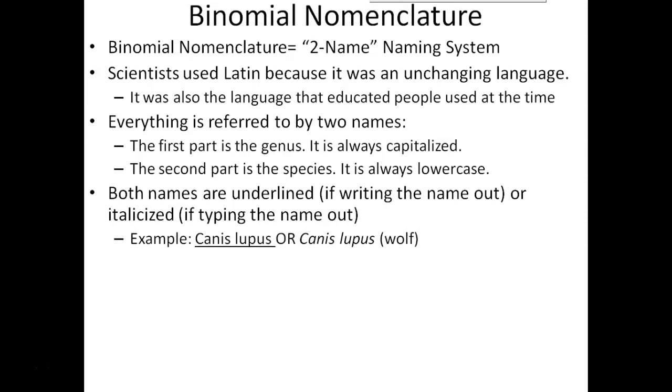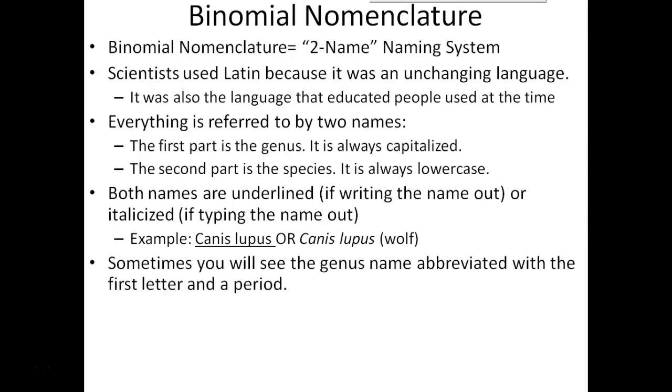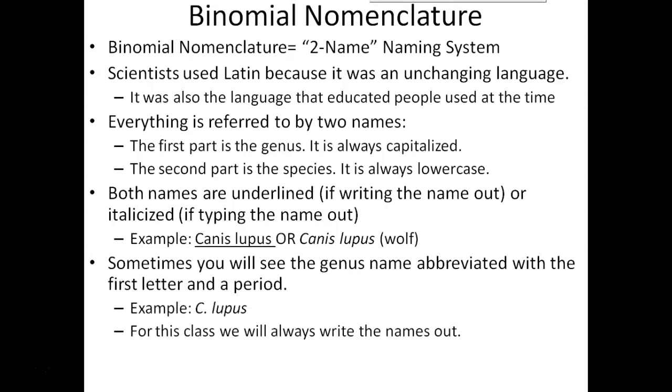For example, the scientific name for a wolf is Canis lupus. Canis refers to the canine dog species, and lupus refers to darkness and moonlight. If we were writing it out, notice the name would be underlined. The first word is capitalized, the second word is lowercase. If we were typing it, it would be the same capitalization, just in italics. Sometimes you'll see the genus name abbreviated, like C. lupus, but for this class we're always going to write the names out.